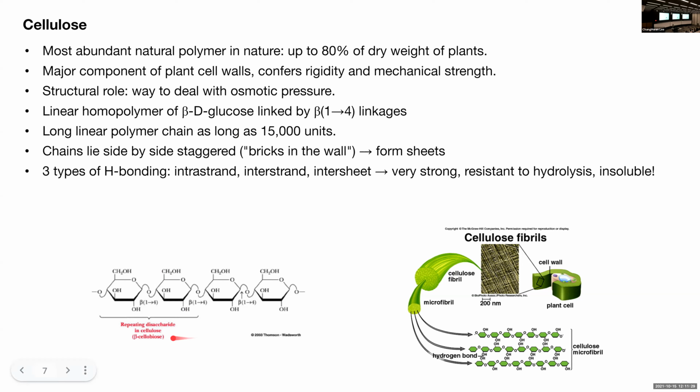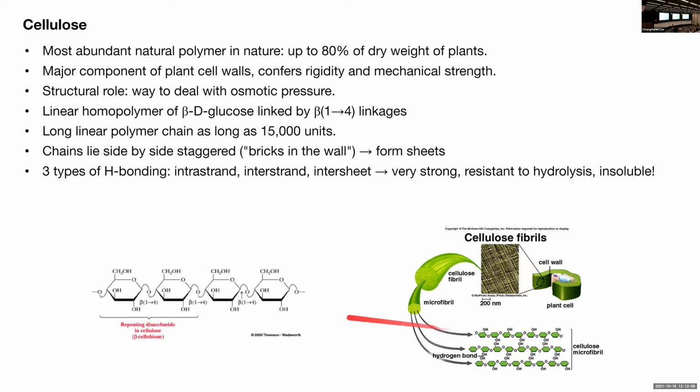Once you have this kind of long linear chain, they can be stacked in a staggered manner, just like bricks in a wall. Instead of having matched linkages, they have a staggered manner, which strengthens the structure even further. Then they can form sheets, and these sheets can link together to fortify the structure and make a really rigid cell wall.